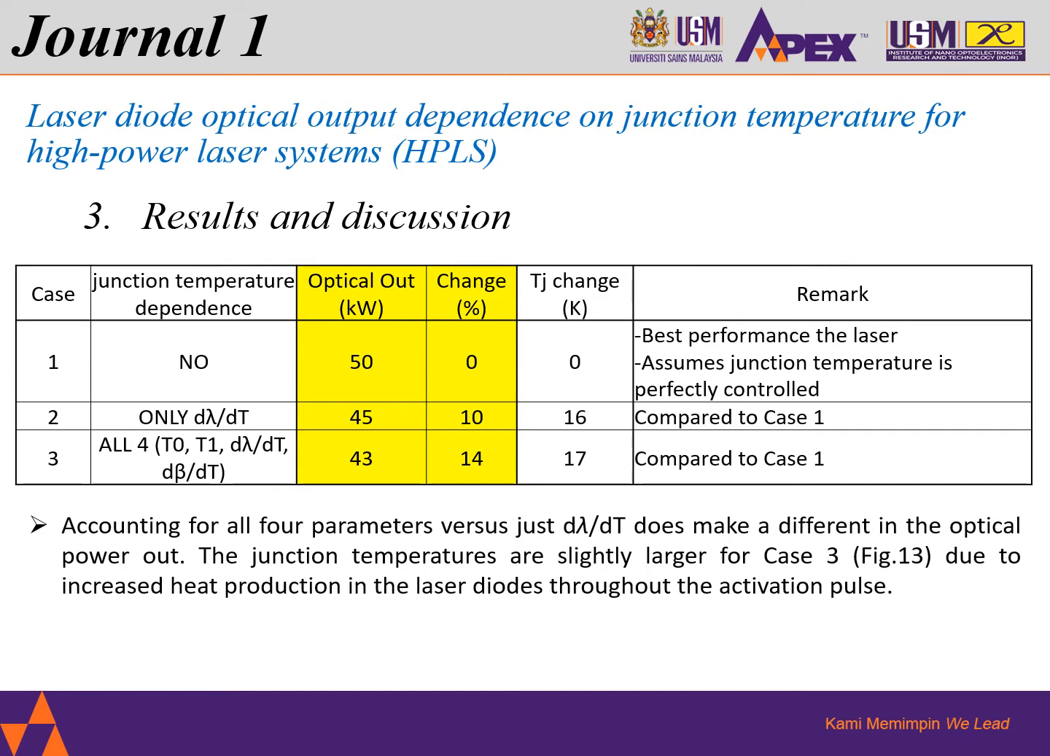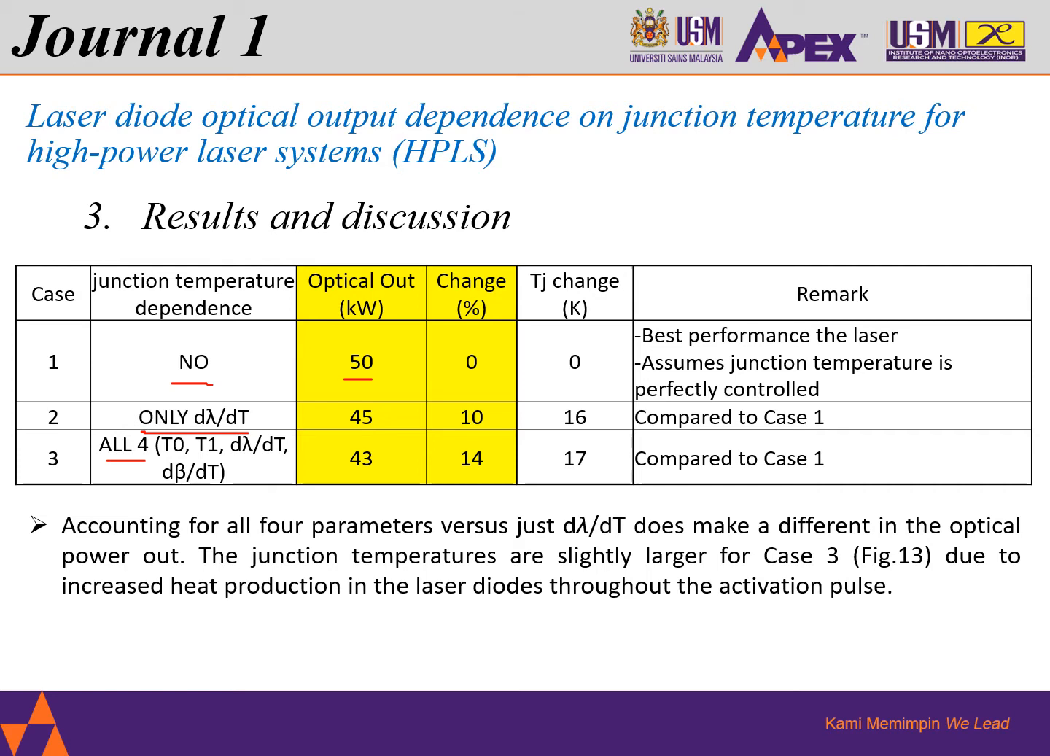So case 1 is without junction temperature dependence parameter, case 2 is with only center wavelength, and case 3 is with all 4 diode parameters. As simulated, the optical output of the first case is 50 kilowatt. This will be the best performance of the laser, without any degradation caused by the junction temperature. We assume the junction temperature is perfectly controlled in this case.